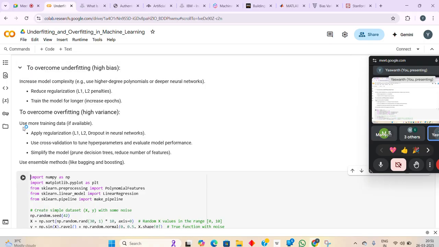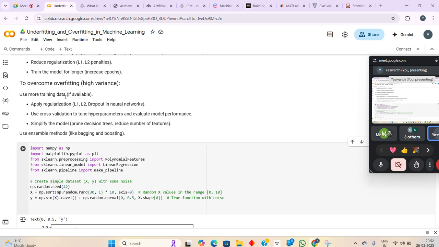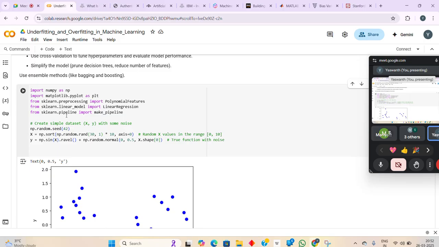If we want to overcome overfitting, high variance, what are the steps? First of all, we have to apply regularization. What is the difference between regularization in the two cases? To overcome underfitting we reduce that factor; here we have to add it. Understand? Then we can go for cross validation to tune hyperparameters, and then we can simplify the model. We can even go for ensembling methods like bagging and boosting. These are the ways to handle underfitting and overfitting.